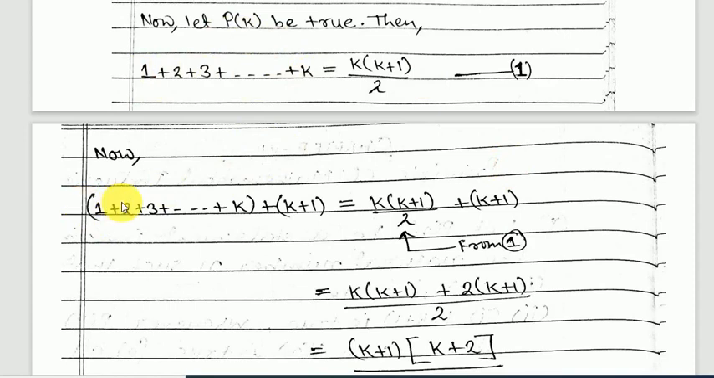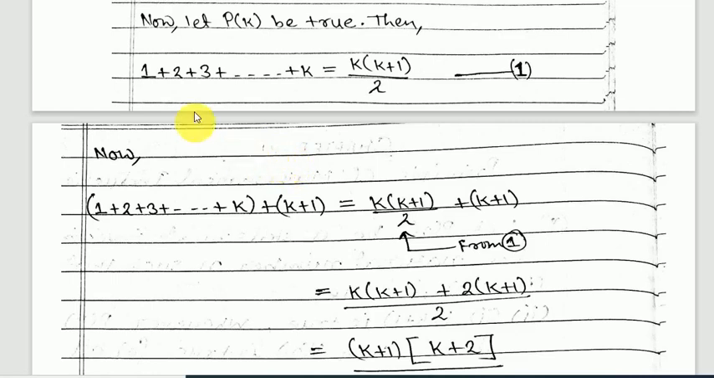Whatever you have, copy it in bracket. Write the same thing in bracket, then plus k plus 1, because here the sequence is going like that only. After 1 comes 2, after 2 comes 3, after 3 will come 4, and so on. Now we are trying to show that this statement will be true for k plus 1 also.